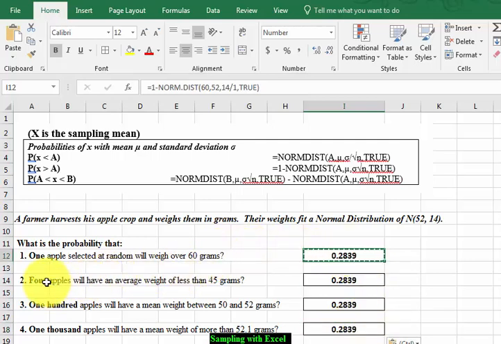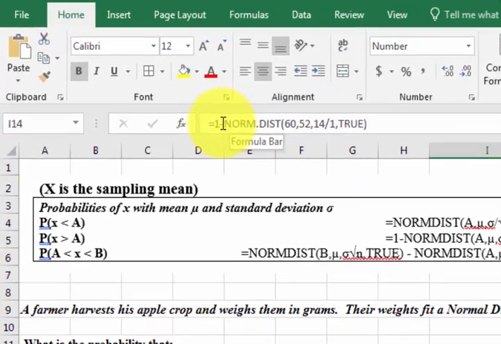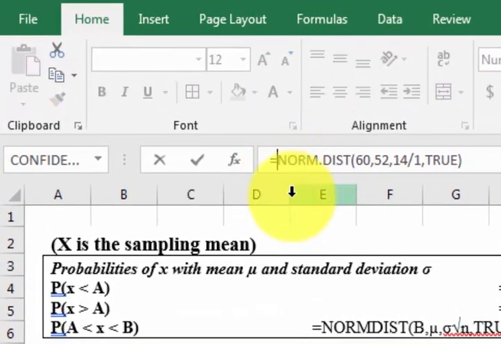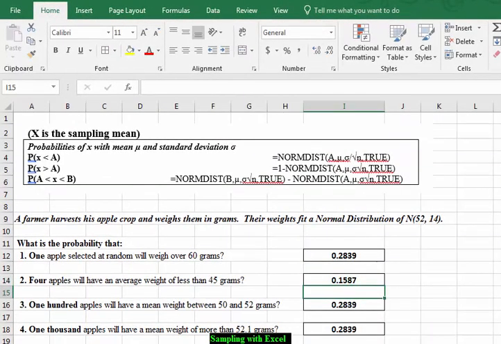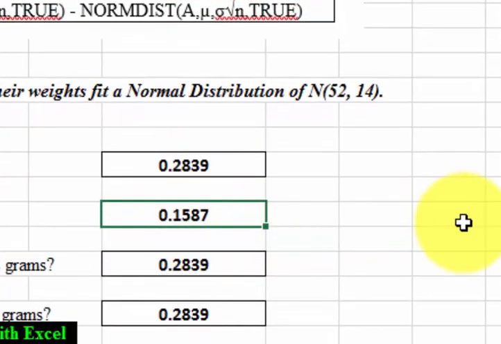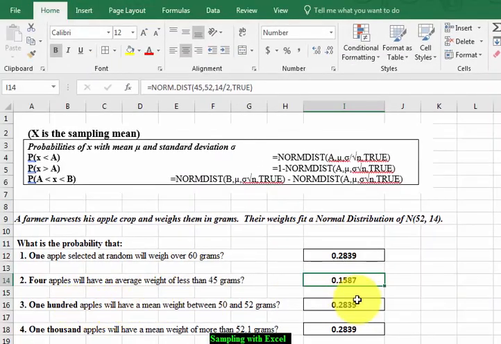Number 2, 4 apples. You'll notice the sample size changed to 4, and we want less than 45 grams. So we don't need this 1 minus, because less than is what naturally comes out of these formulas. Now we change 60 to 45. 52 stays the same, 14 stays the same, but now we take the square root of 4, which is 2. We just hit enter. So there's the probability that you would get 4 apples whose average weight will be less than 45 grams. That's about 15 to 16%.